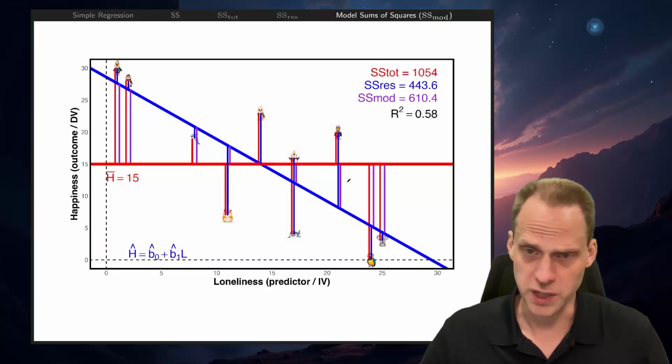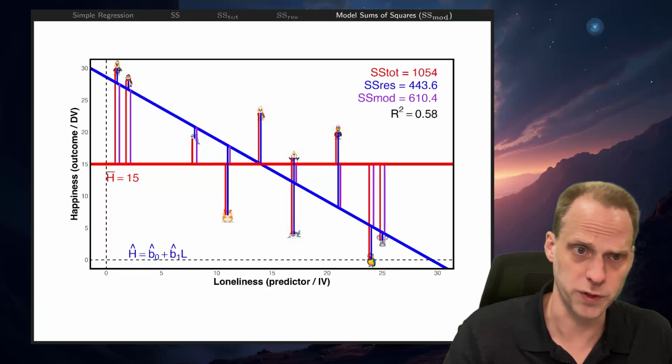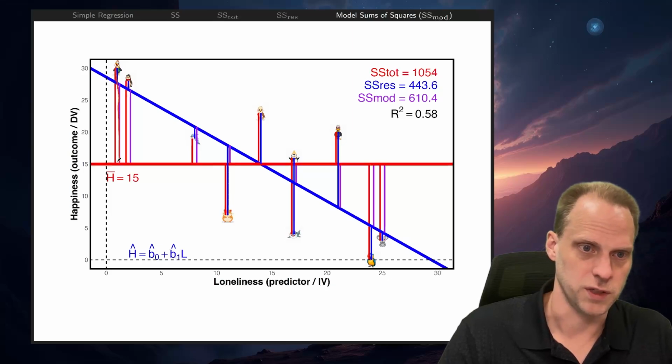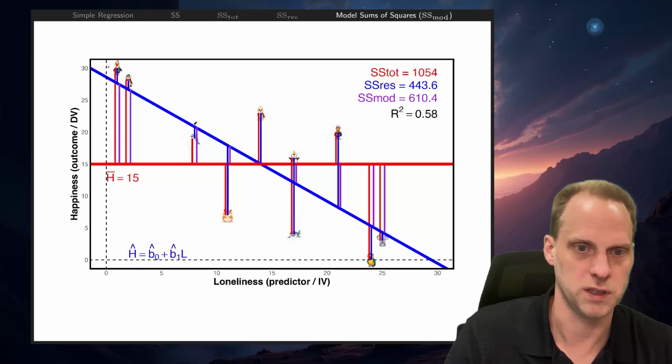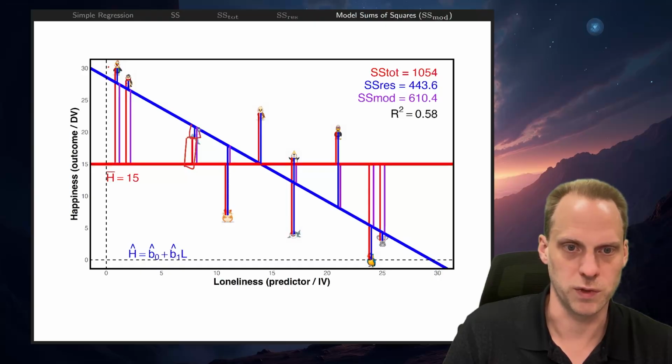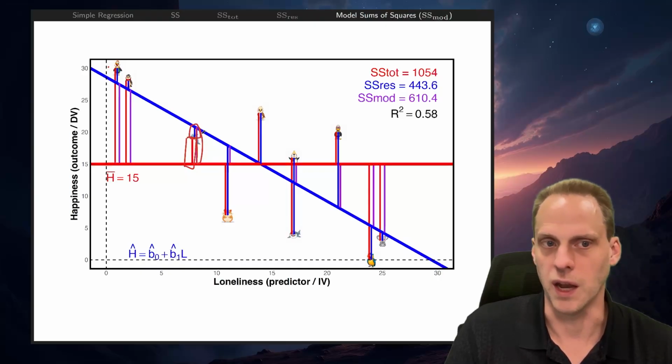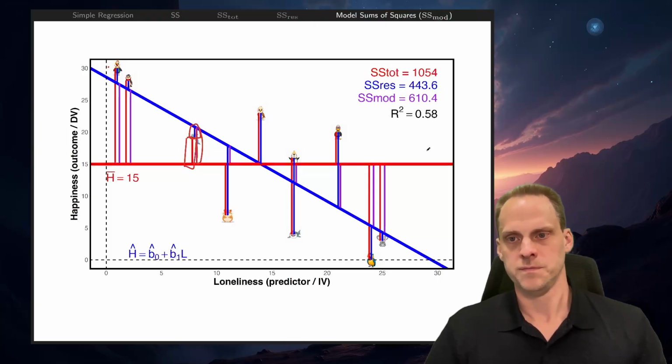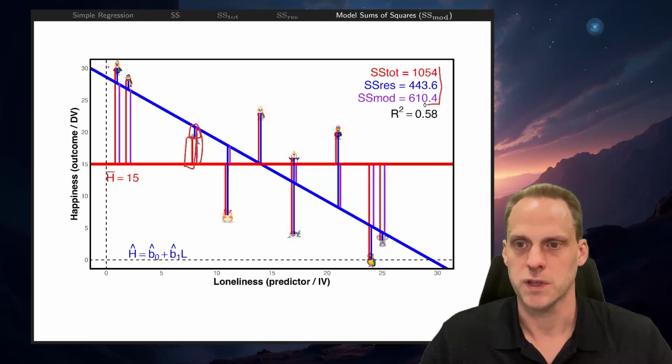Alright, so we have three distances. And here you have all three. So you have the red one, this from the mean. Let's say this one here, this from the mean. We have the blue ones, which is from the line, and the purple ones, which is the difference between the mean and the line. And that gives us these three values.